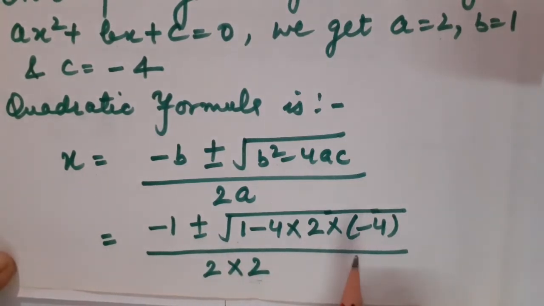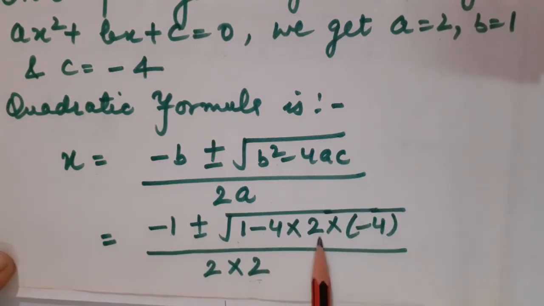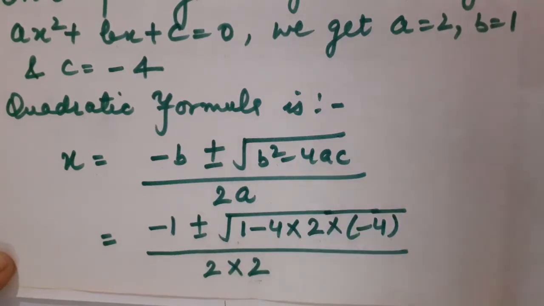You have to just simplify it. Let us simplify this value which is written in whole under root. It would become 1 minus 4 into 2 into minus 4. It would become 1, and minus into minus will become plus. 4 2s are 8 and 8 4s are 32. So 32 plus 1 will become 33.